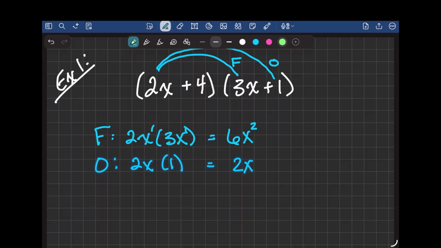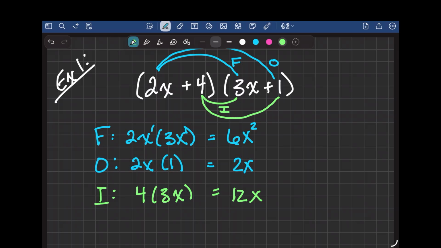Then we're going to look at our inside terms, and that would be 4 times 3x. Okay, so 4 times 3 is 12. We just have 1x, so we need to leave that. And then we're going to do the last two terms in the parentheses. So the last term over here is the 4, the last term over here is the 1. So my L would be 4 times 1, which would be 4.